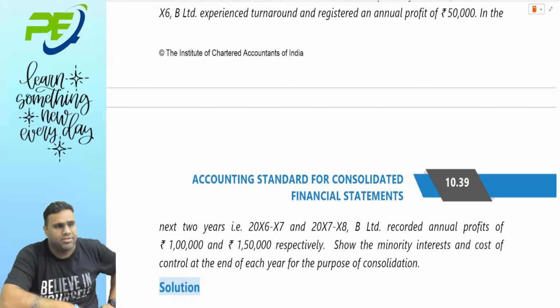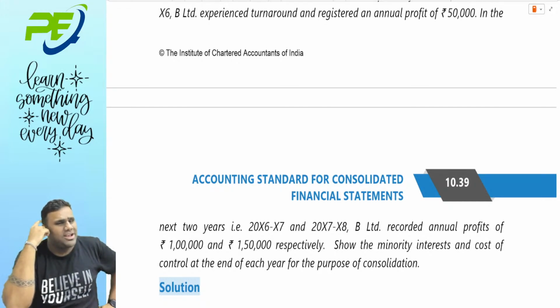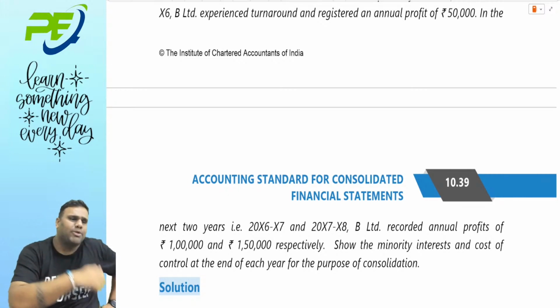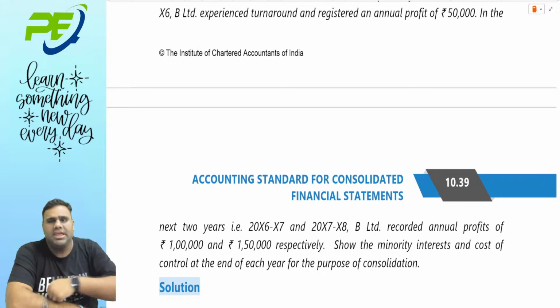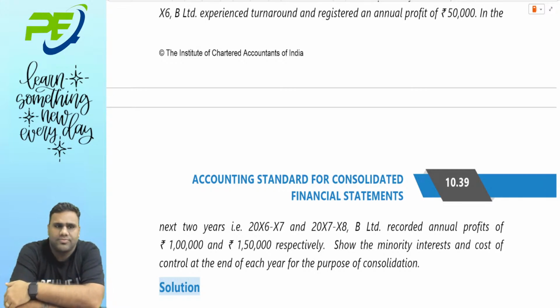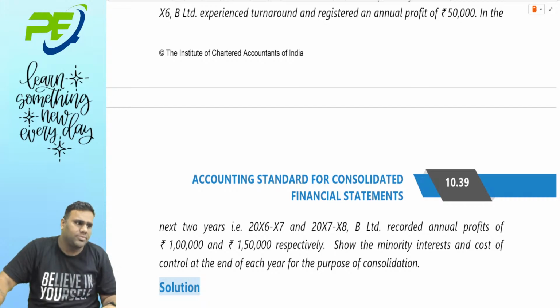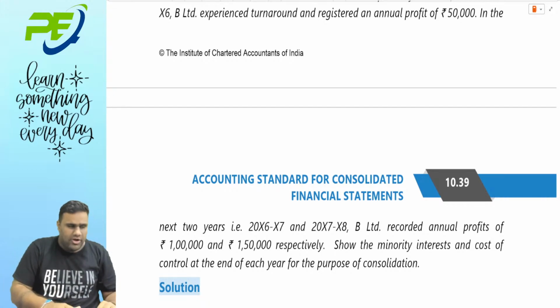Consolidated financial statements. Point number 1. I am not giving all those minority interest, goodwill, capital reserve topics; those are known and very easy. First point: pre-acquisition dividend will always be reduced from cost of investment.